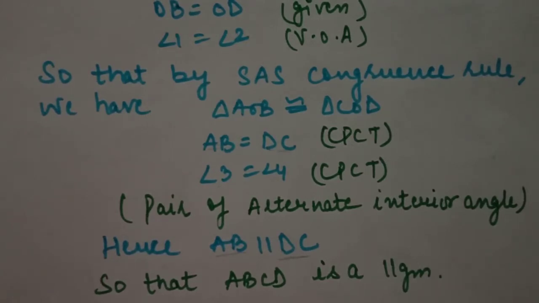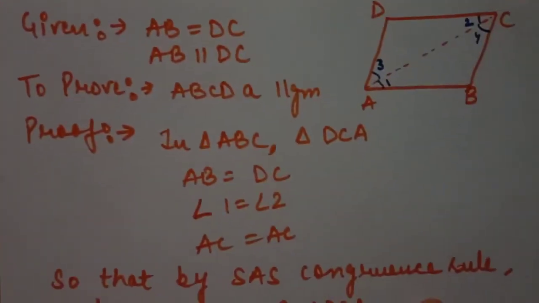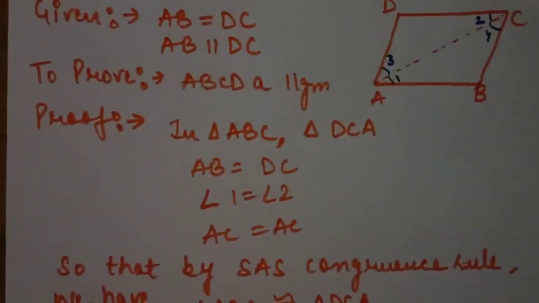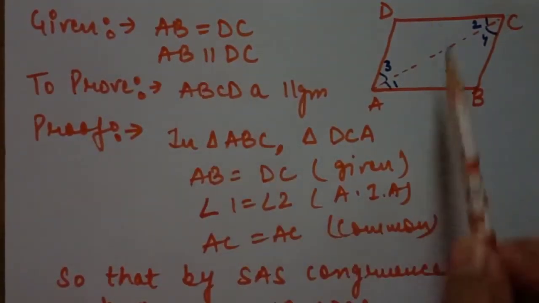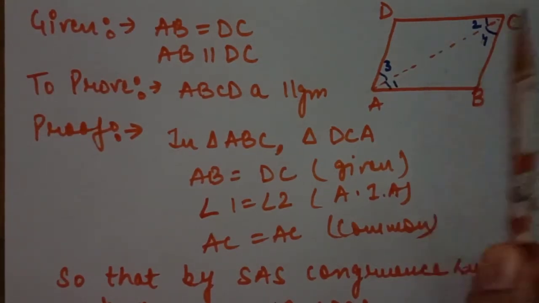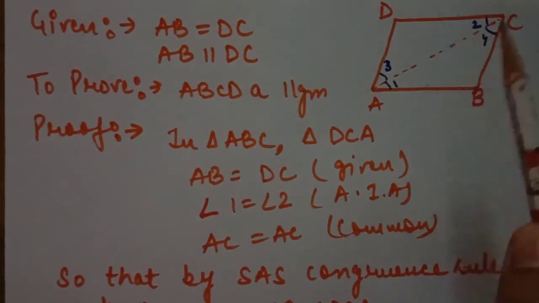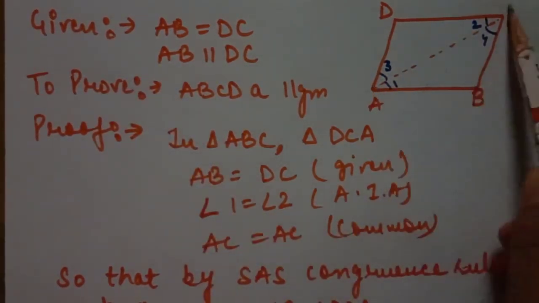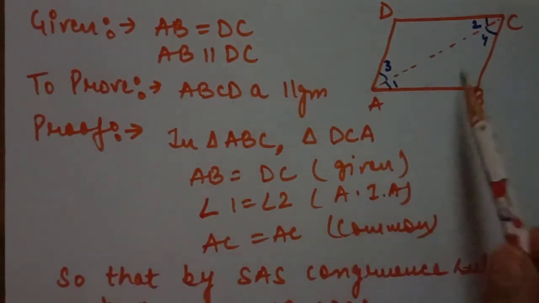Now theorem 8.8. So students, what is given? Given that one pair of opposite sides are equal and parallel. So definitely AB and DC are parallel and equal to each other. We have to prove that ABCD is a parallelogram, that this quadrilateral is a parallelogram.